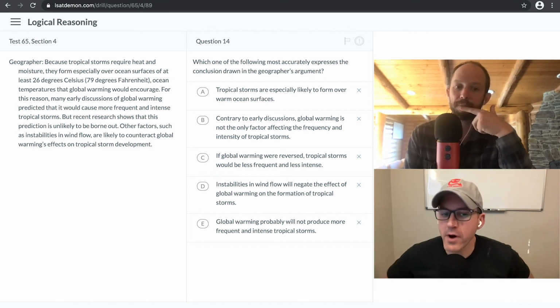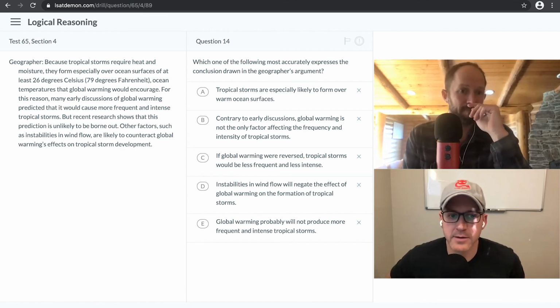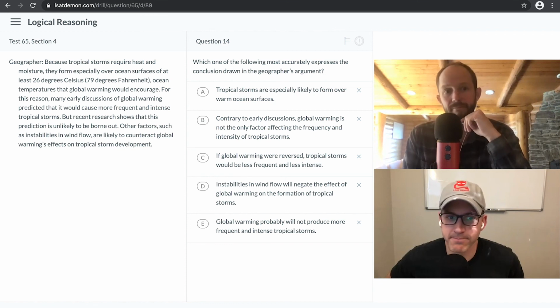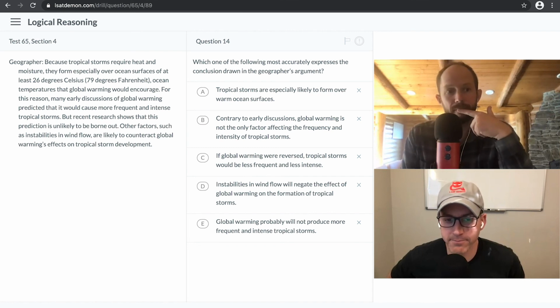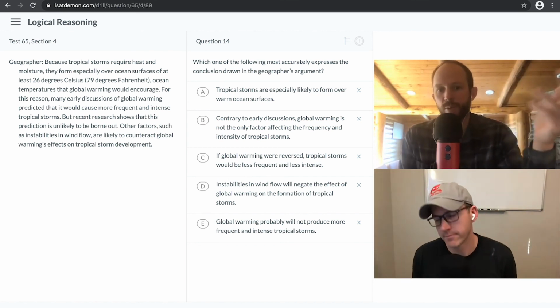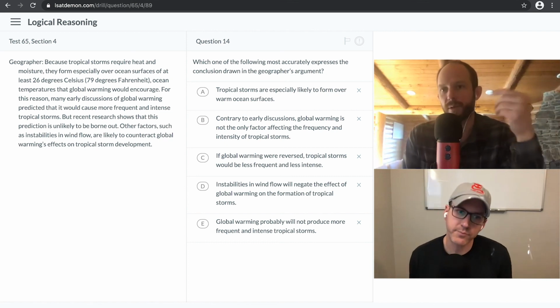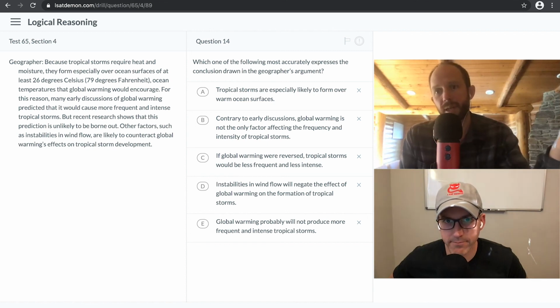Global warming probably will not produce more frequent and intense tropical storms. That is spot on. This prediction is unlikely to be borne out. What prediction? Oh, the prediction that global warming will produce more frequent and intense tropical storms. E is the opposite of that prediction, and they came here to tell you that that prediction is probably wrong.